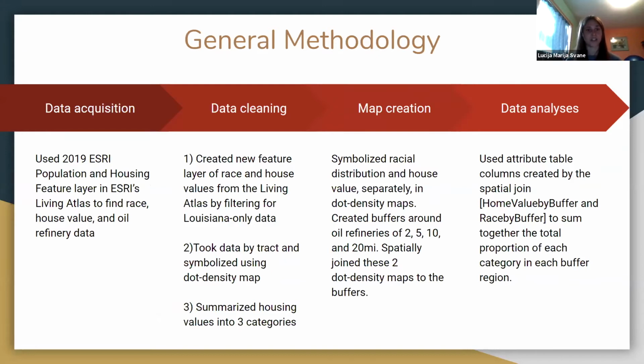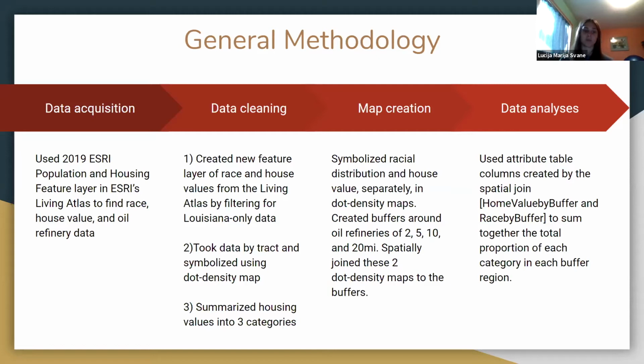So we acquired our data from the 2019 ESRI population and housing feature layer that we found in ESRI's Living Atlas. And then we created a new feature layer of race and housing values separately from the Living Atlas by filtering for Louisiana only data. Then we took data by tract and symbolized them using dot density maps. And for housing values specifically, we summarized the 12 categories into just 3 categories to clean our data more. So that's how we ended up with the 3 categories that we can see in our house value categories.